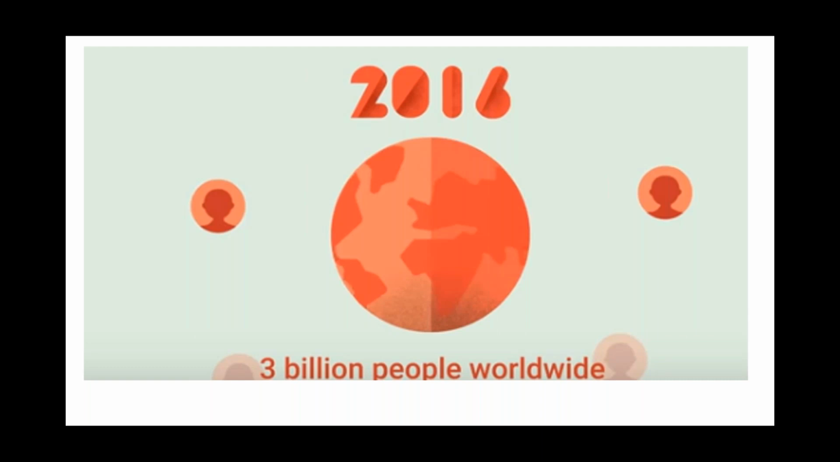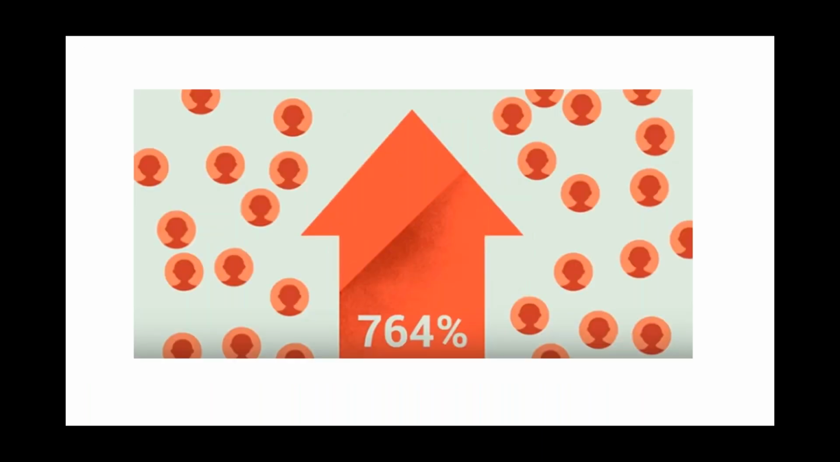And now we are talking about the year 2021. How many more people would have been on the internet? You can take a guess. And it is not a 5% jump, 10% jump, or a 15% jump. It is around a 764% jump in terms of internet usage.